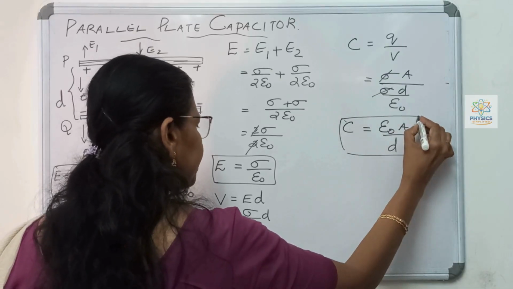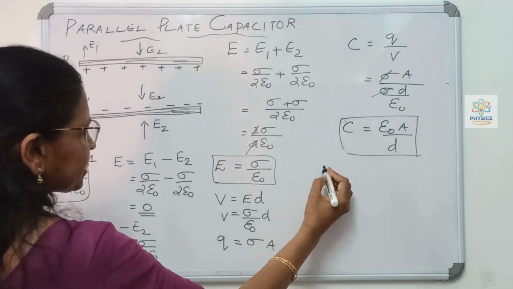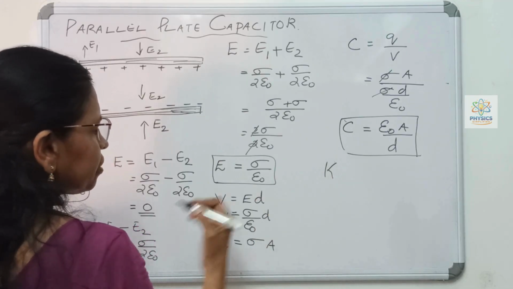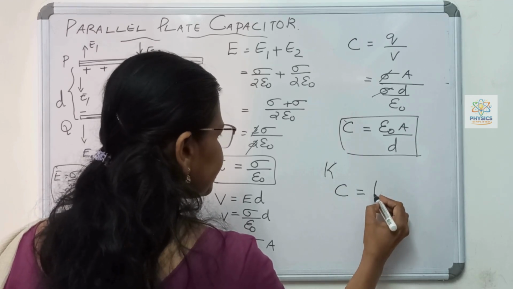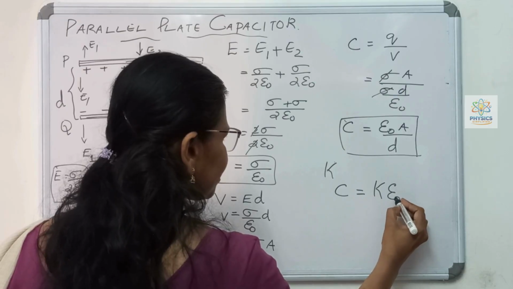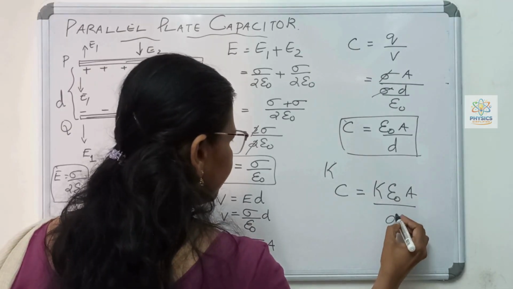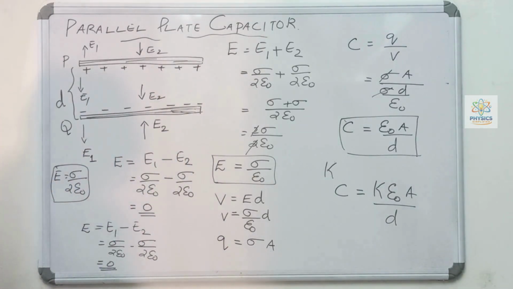And here, if a dielectric constant K is inserted between the plates, then we can write the capacitance as C is equal to K into epsilon 0 A by D. So the capacitance depends on the dielectric constant, on the area of cross section, and also on the distance between the two plates. If a dielectric is inserted between the plates, the capacitance value increases.